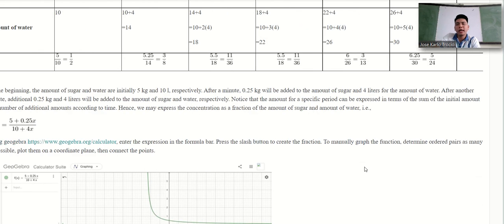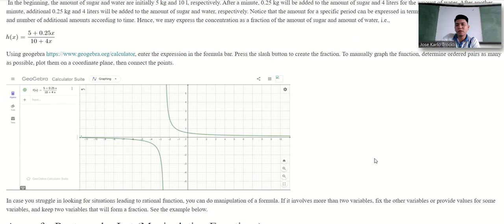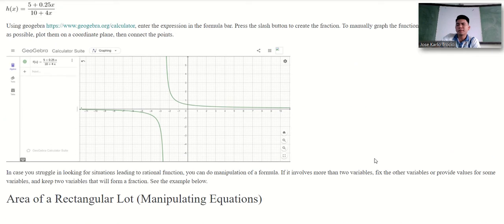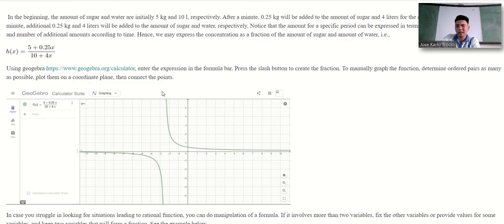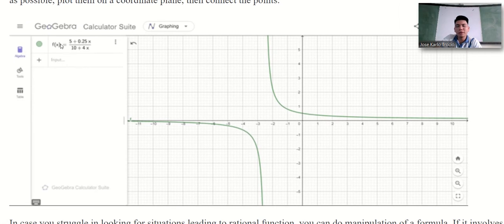And this is what I was talking about earlier, that you can use an online graphing calculator like GeoGebra, geogebra.org/calculator. This lesson is posted on the LMS, so you can click this link and open it in another window. You use www.geogebra.org calculator, and you can see this. You have to input here, and it has a keyboard. Kindly click the keyboard on the bottommost left side.